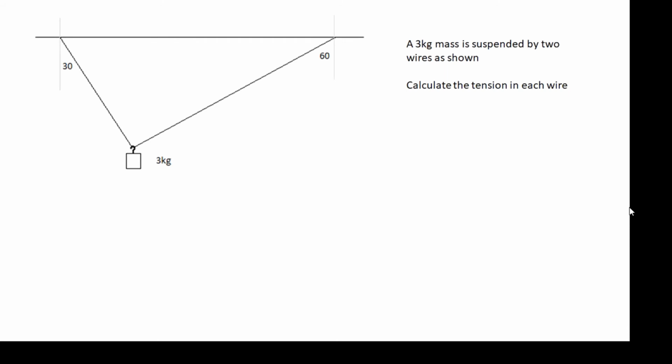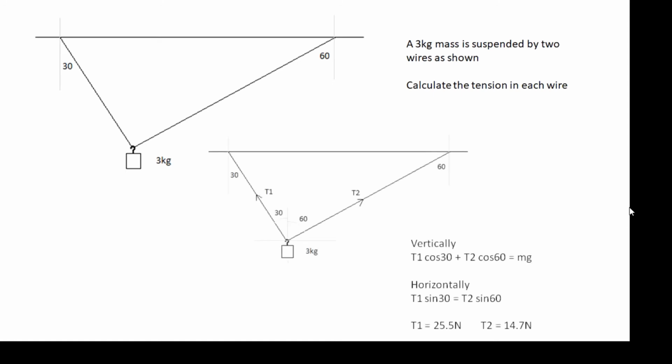Here's a little bit of a trickier one. A 3 kilogram mass is suspended by 2 wires as shown. Calculate the tension in each wire. Okay, now there's two ways of doing this. One way of doing it is by resolving vertically and horizontally, and if you do that, you end up with two simultaneous equations, and you can solve them and you get T1 and T2 that way.